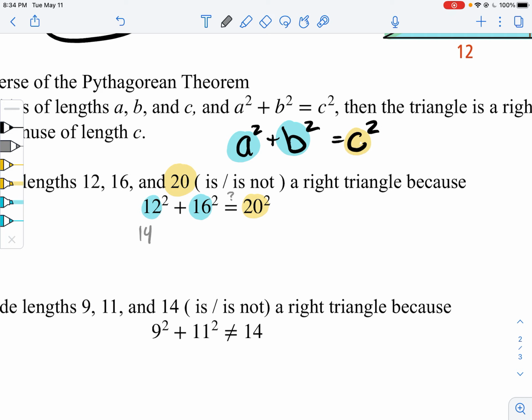Well, what I do know is 12 squared is 144. And I do know that 16 squared is 256. And I do know that 20 squared is 400. And I also know that 144 plus 256 is 400. So yeah, this is a right triangle. So that's cool.